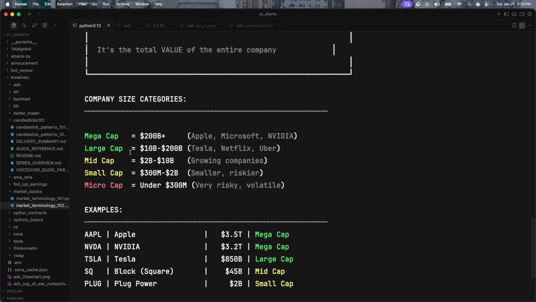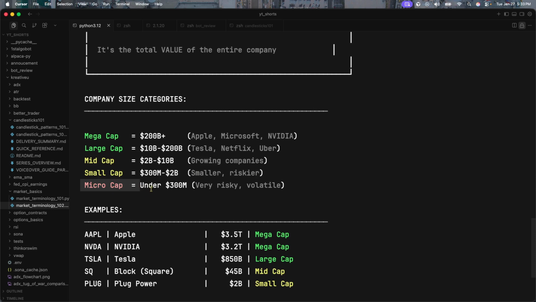Large cap are going to be companies between 10 billion and 20 billion. This is going to be Tesla, Netflix, Uber. Mid cap are going to be companies between 2 billion and 10 billion. This is going to be growing companies. Small cap are going to be companies between 300 million and 2 billion. These are going to be smaller, riskier companies.